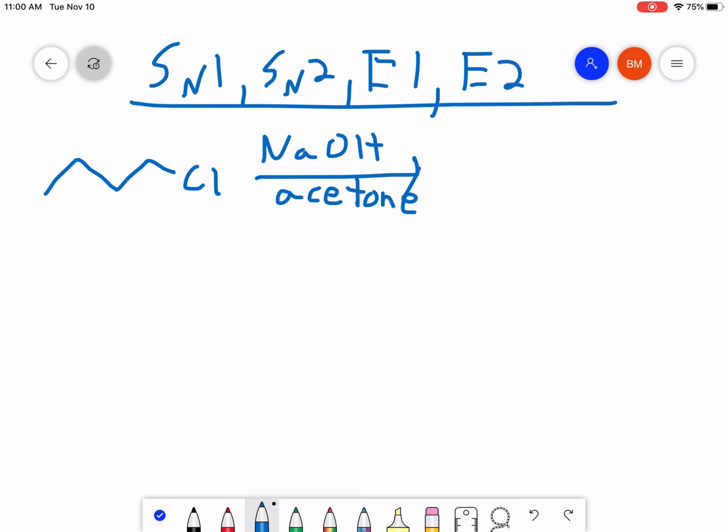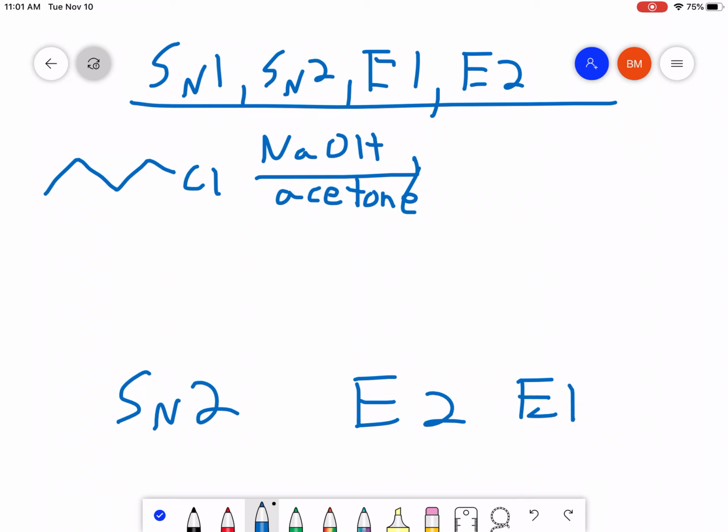All right? In this one, for example, we have a primary alkyl halide. Ask yourself, what can primary alkyl halides do? Well, we learned that they're capable of being involved in SN2 reactions. They're also capable of acting in E2 reactions. They are not workable in E1 or SN1, so we know those are not possibilities here. All right? So you're going to have SN2 and/or E2.